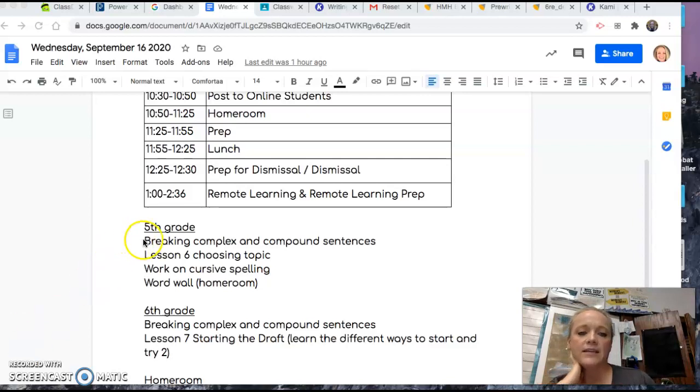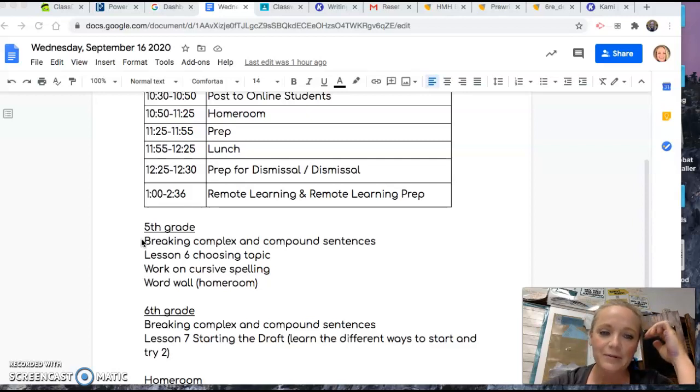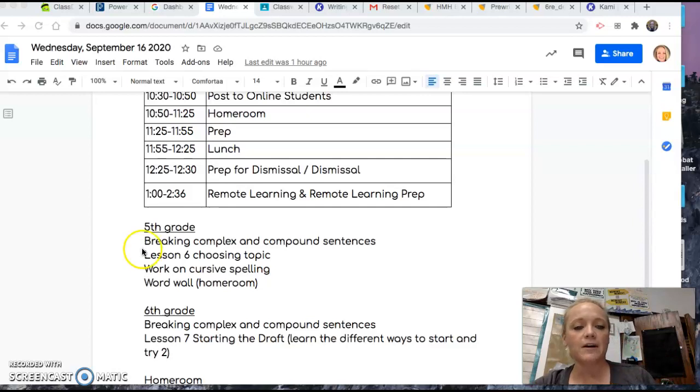Today we did the next part of our complex and compound sentences. We went through the notes on breaking those sentences apart. I did see that some of you are going ahead of the game. You are welcome to do that, but the explanation is only coming one day at a time. So you may want to take a break from moving ahead there until you make sure you're doing it right.